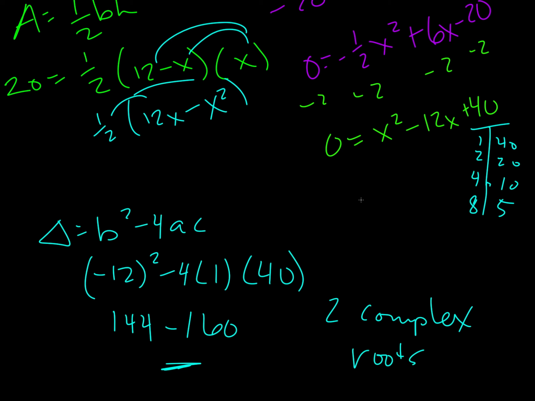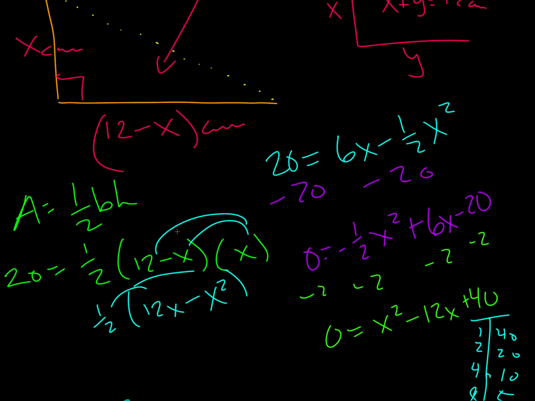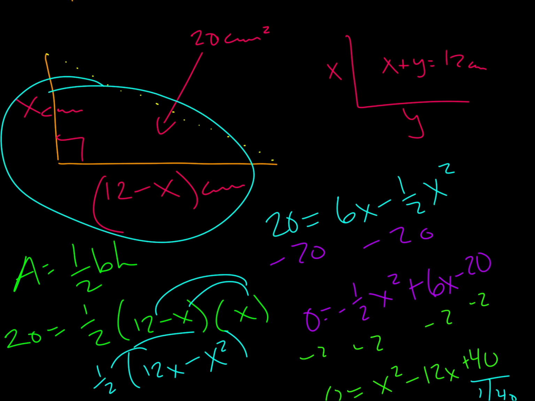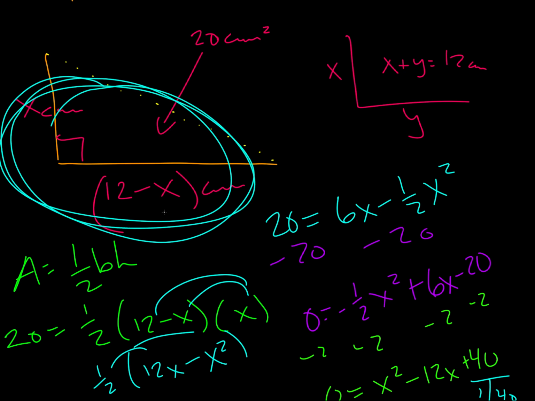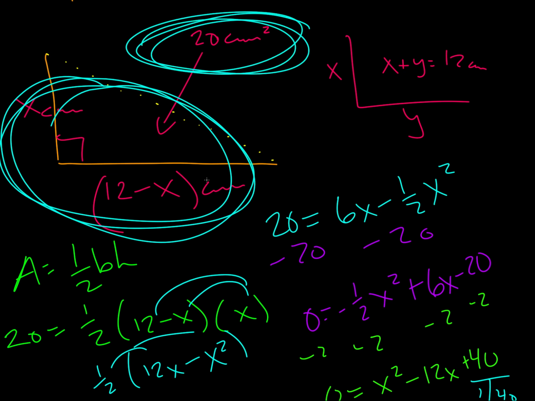or it does not cross the x-axis. And so even if we went through the whole quadratic formula, we'd get two complex solutions, which has an imaginary part to that. And so that means that this situation is actually impossible. There's no way for it to have an area of that and for these two sides to add up to 12.